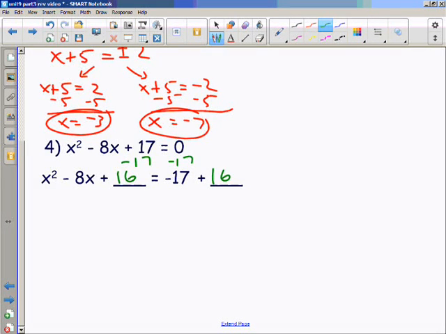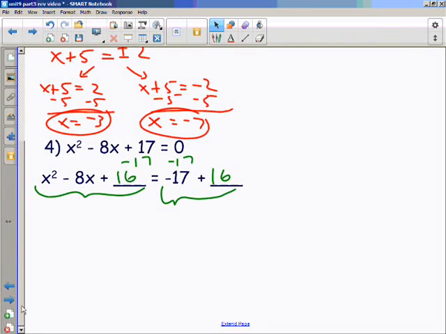If you add to one side of an equation, you have to do it to the other side. This creates this perfect square trinomial, which will turn into something with parentheses. And then, of course, negative 17 plus 16 is what we have to create x minus something to equal. So in this case, half of negative 8 is negative 4.